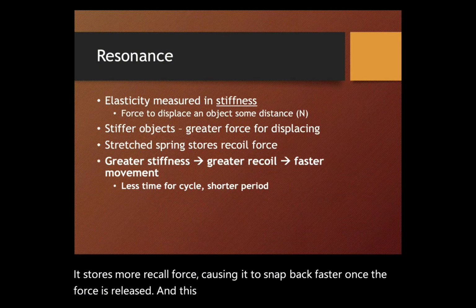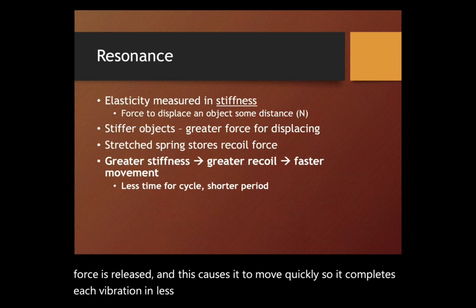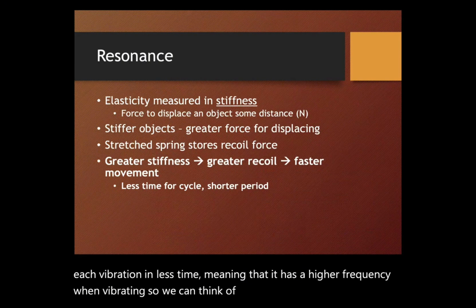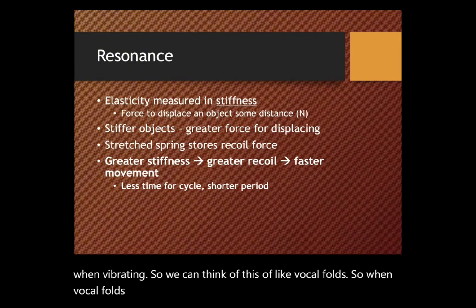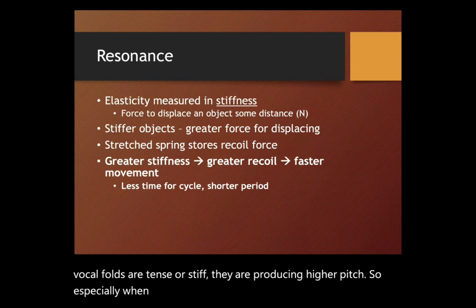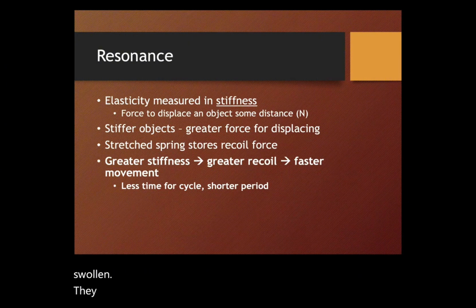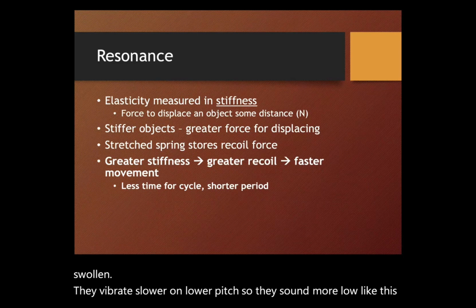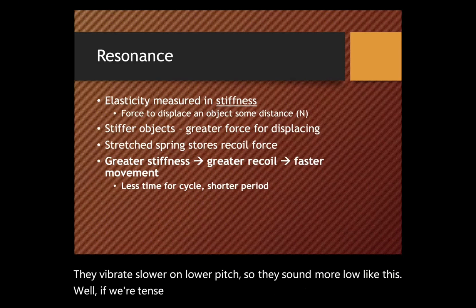And this causes it to move quickly, so it completes each vibration in less time, meaning that it has a higher frequency when vibrating. We can think of this like vocal folds. When vocal folds are tense or stiff, they produce a higher pitch. And when they're more loose or even swollen, they vibrate slower, with a lower pitch, so they sound more low like this. Well, if we're tensing them, it's pretty much a higher pitch.